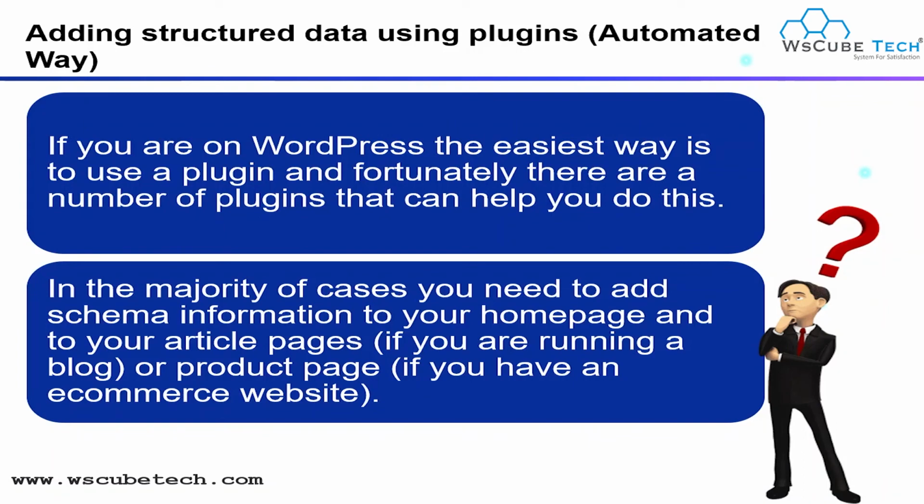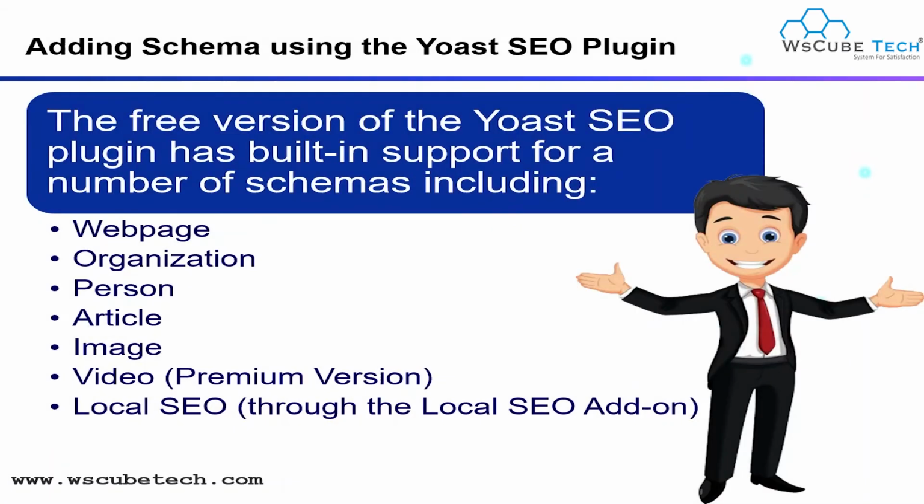For adding structured data with the help of a plugin, as I already explained in WordPress, it is very easy to use the plugin as I already did. Now, adding the schema using the Yoast SEO plugin, as we already discussed one plugin, which is All in One SEO. You can also take help of the Yoast SEO plugin, which is also a good plugin here. The free version of the Yoast SEO plugin has built-in support for a number of schema types, including web page, organization, person, article, images, video, local SEO.